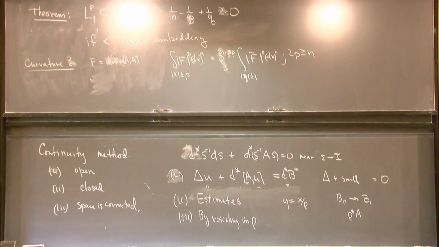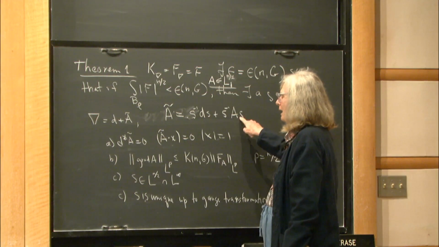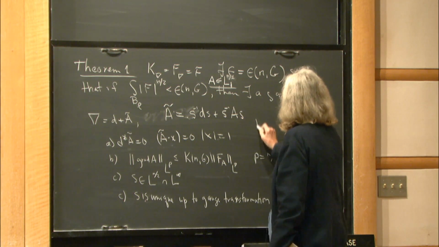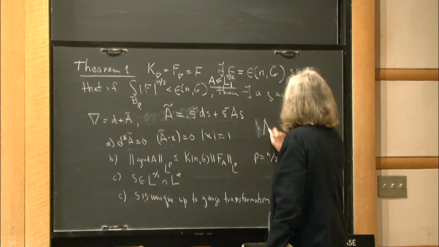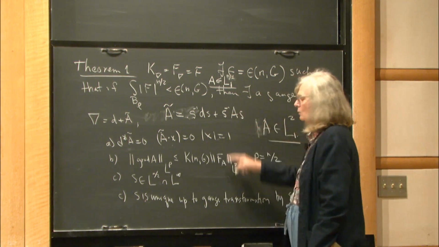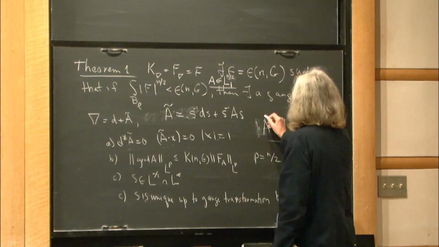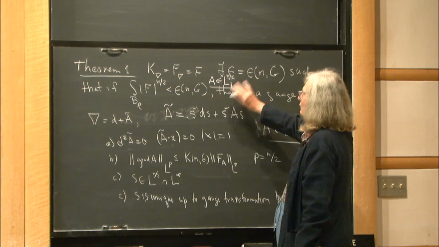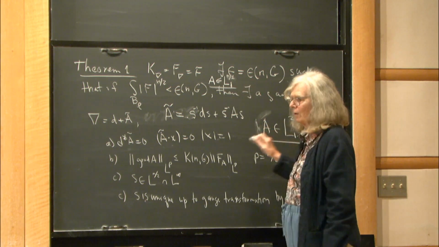Actually, the answer is that there's a little bit of trickiness. What we do is we take this problem and we make a very small perturbation to make A very smooth. And so we look at the A in L2,1 that satisfies all these conditions. The A tilde in L2,1. The A that satisfies these conditions is open and closed.